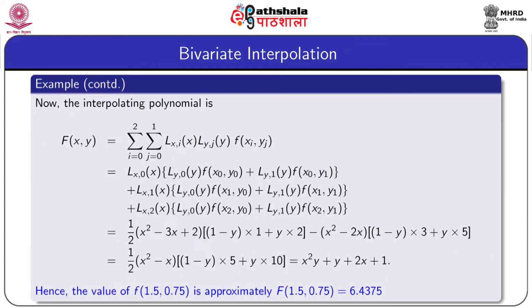Hence, the value of f at x equal to 1.5 and y equal to 0.75 is approximately equal to capital F of 1.5, 0.75, and using the values x equal to 1.5 and y equal to 0.75 in the above expression, we get the approximate value as 6.4375. So this is the approximate value of small f when x equal to 1.5 and y equal to 0.75 obtained from the above expression.